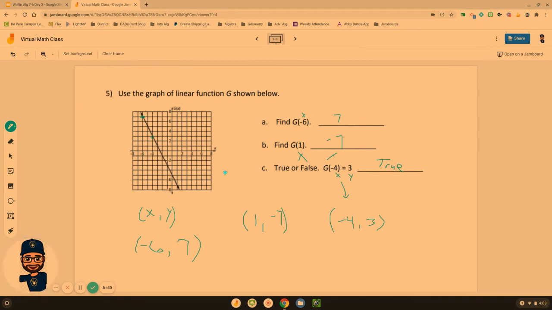As always, if you have questions, please make sure that you reach out, as we do have a test coming up on Thursday of this week: domain, range, functions, as well as function notation.